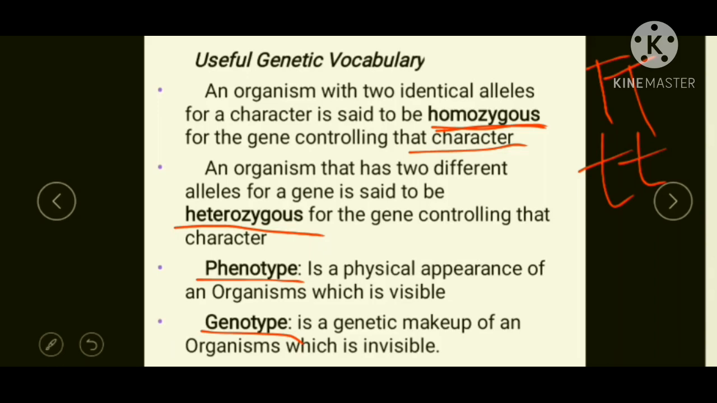We cannot see this character by the naked eye. Why? Because it is not expressed by color or by height, or it is uncountable. The phenotype is expressed maybe by numbers, by color, by height, or by different things. But the genotype is not expressed by such things. It is just expressed by quality, and it is not visible by the naked eye.